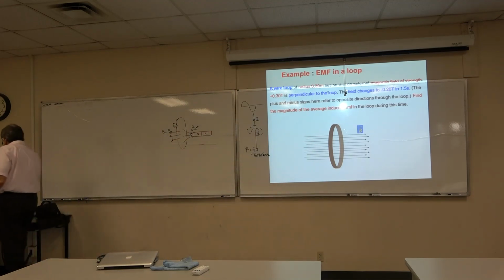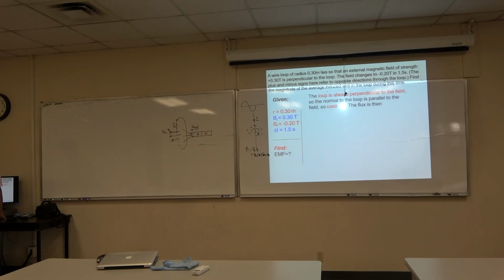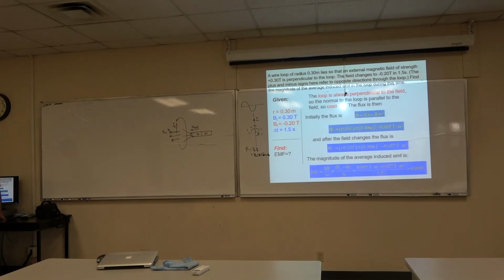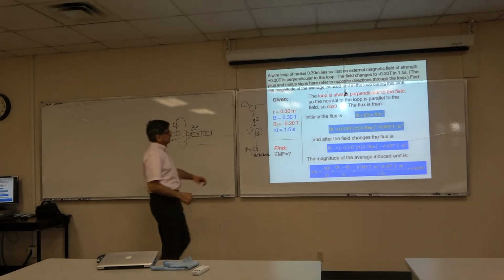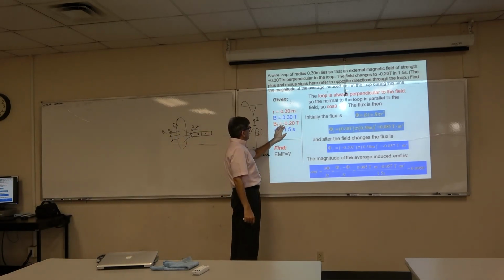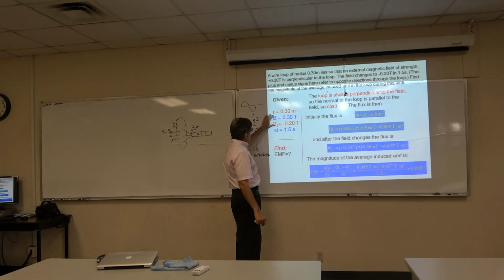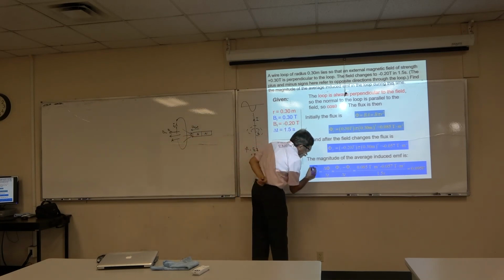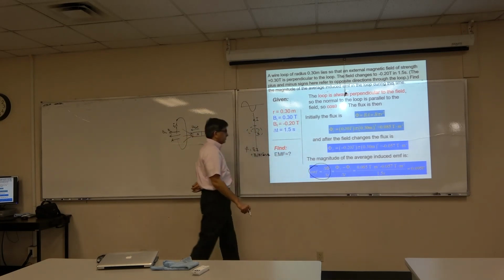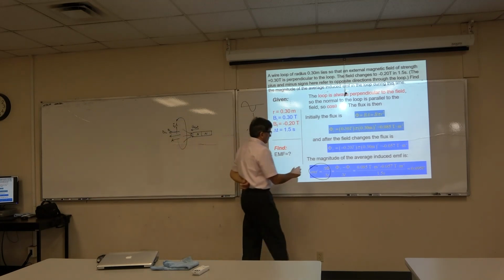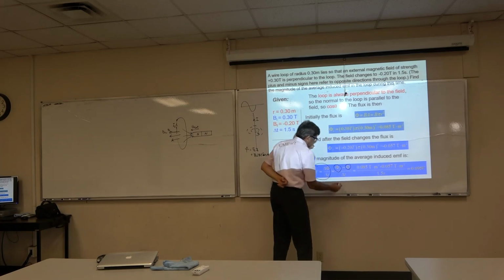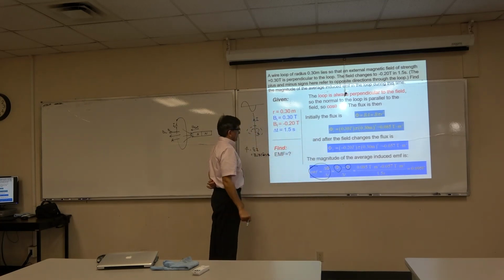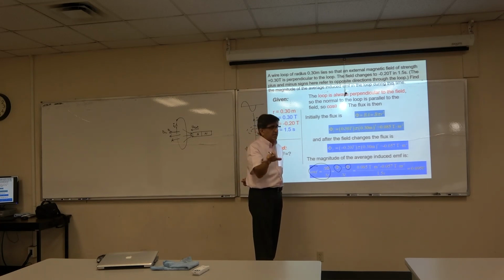Okay? Now let's go further and see what we can do. So the radius is given, the initial magnetic field is given, the final magnetic field is given, and the time going from initial to final is 1.5 seconds. Now I want to find the induced EMF. The induced EMF is the change in flux with respect to time, right? Now what is the change in flux? The change in flux is the final flux minus the initial flux, over the time. So what is the final flux? The magnetic field is changing, the area is not.